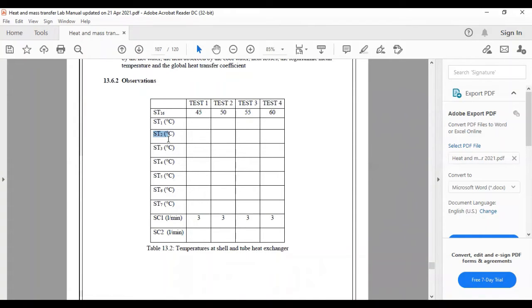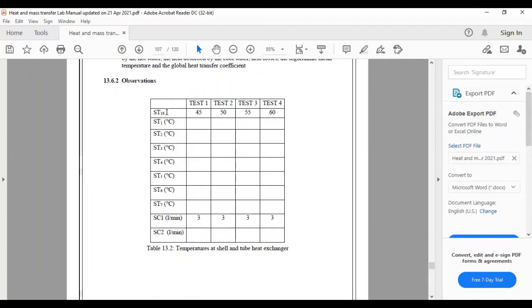We will provide some initial temperature to the hot water, that will be ST16. That value may be 45 or maybe 50, 55, whatsoever. We will set the values accordingly. After some time, when the values have stabilized, after 10 to 15 minutes, we will measure the values from ST1 to ST7. And we will also note the flow rate of hot water fluid SC1 and cold water SC2.